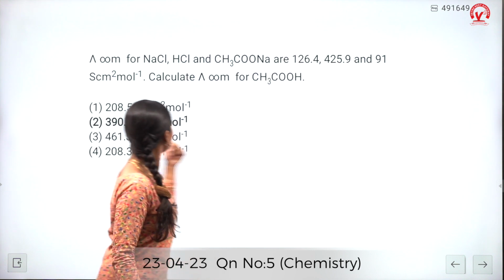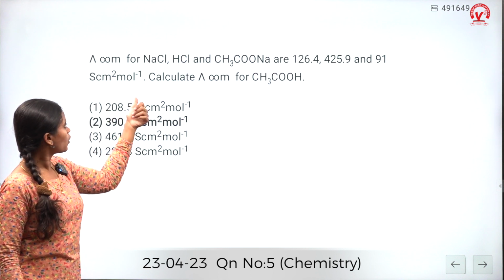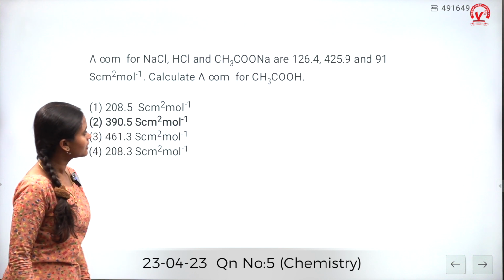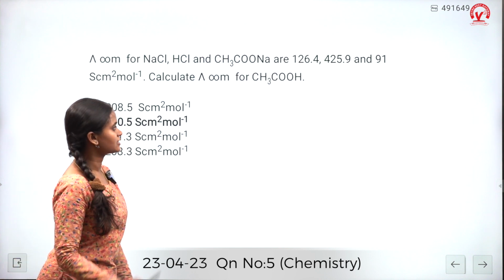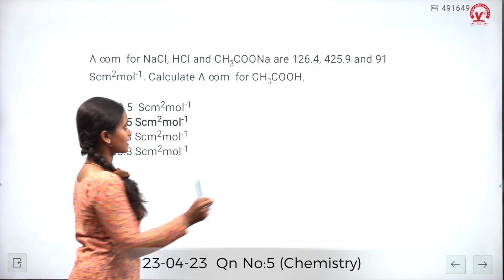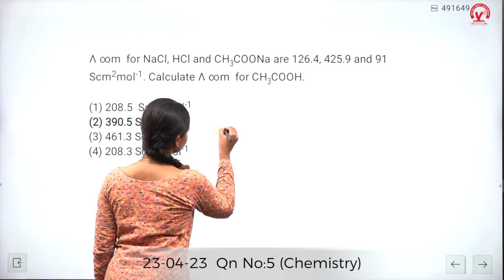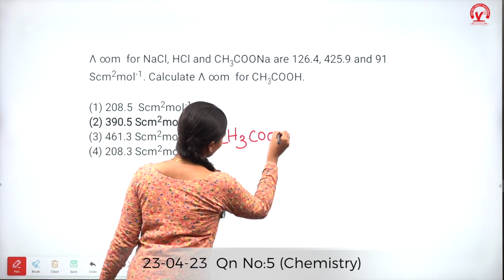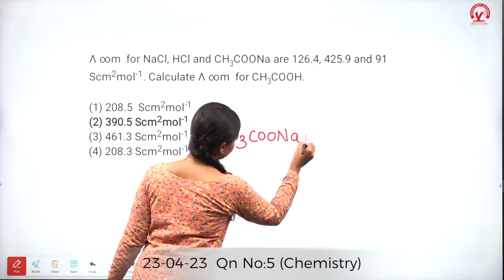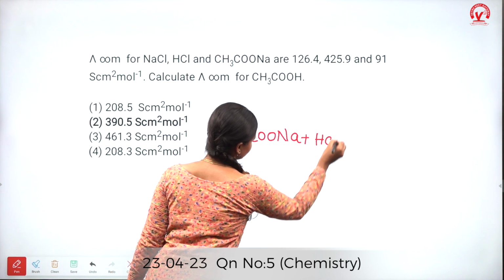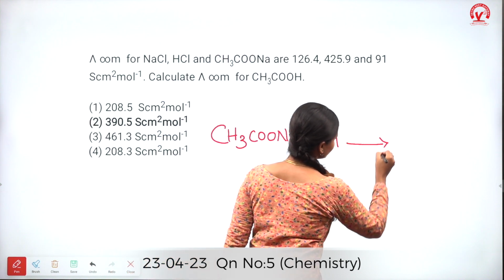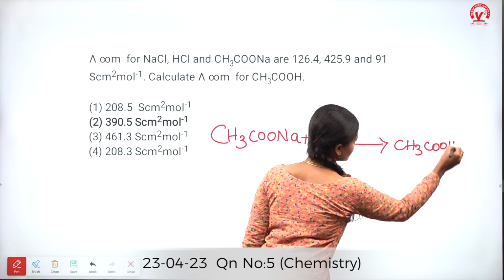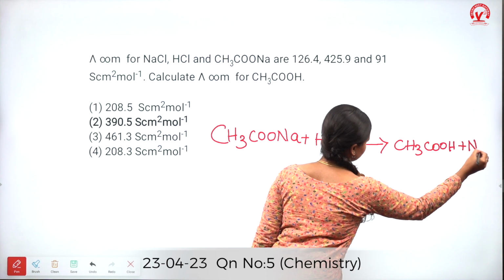Molar conductivity at infinite dilution for NaCl, HCl and sodium acetate are 126.4, 425.9 and 91 Siemens centimeter square mole to the power minus 1. Calculate the molar conductivity at infinite dilution for acetic acid. First we have to write the reaction. The reaction is CH3COONa plus HCl, which gives CH3COOH plus NaCl.